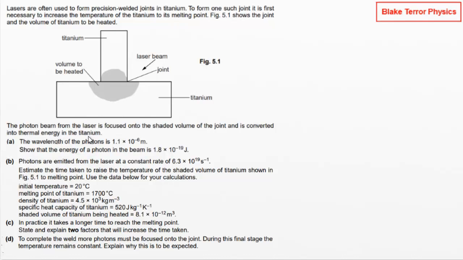The photon beam from the laser is focused onto the shaded volume of the joint. Oh yeah, so a volume, not an area, is converted into thermal energy in the titanium. Right, okay, so that's not really the sort of language that I would use to describe it, maybe. But you'd say the photon beam is heating the joint, so there's that transfer of energy. I don't really like this idea of thermal energy converted into thermal energy. I mean, that's the internal energy of the titanium that we're talking about.